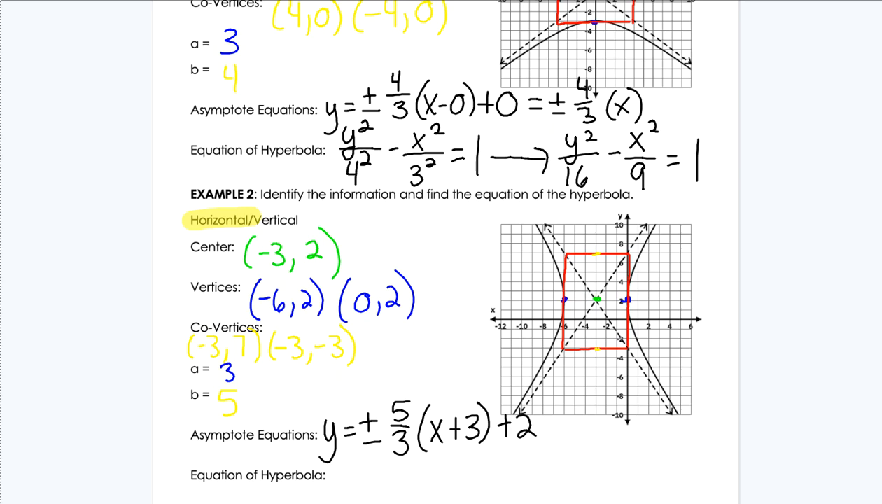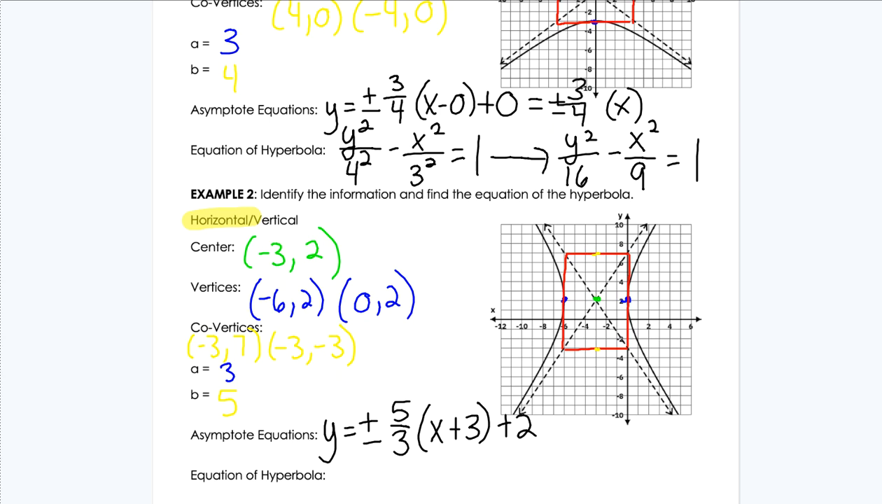And then plus 2. And as I do that one, I notice that in my problem up above, we did our asymptote backwards. So this one up above, since it was a vertical asymptote, it should have been a over b. So this asymptote up here should have been 3/4 instead of 4/3. Sorry about that. Okay, so getting back to example 2 here.